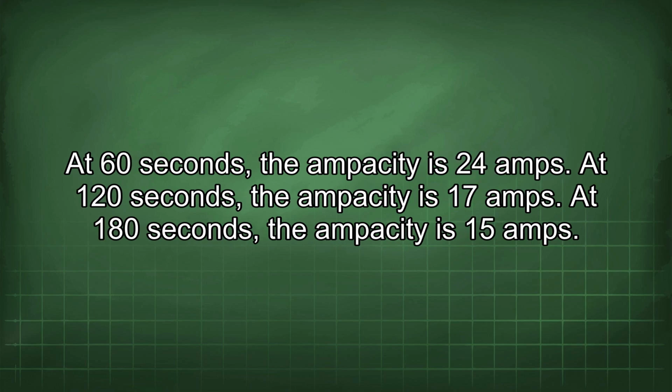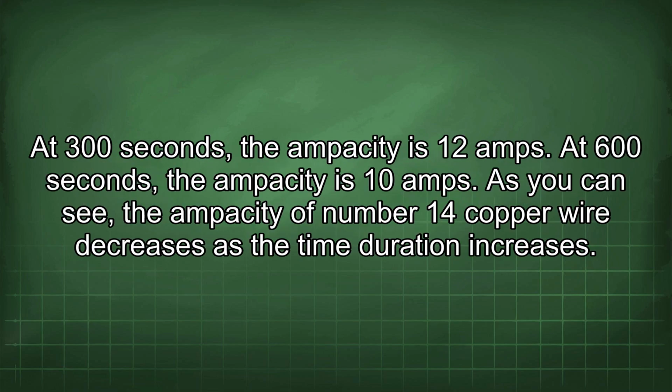At 60 seconds, the ampacity is 24 amps. At 120 seconds, the ampacity is 17 amps. At 180 seconds, the ampacity is 15 amps. At 300 seconds, the ampacity is 12 amps. At 600 seconds, the ampacity is 10 amps.